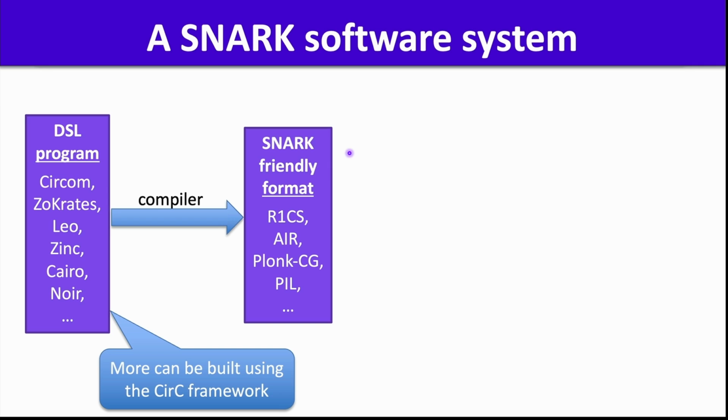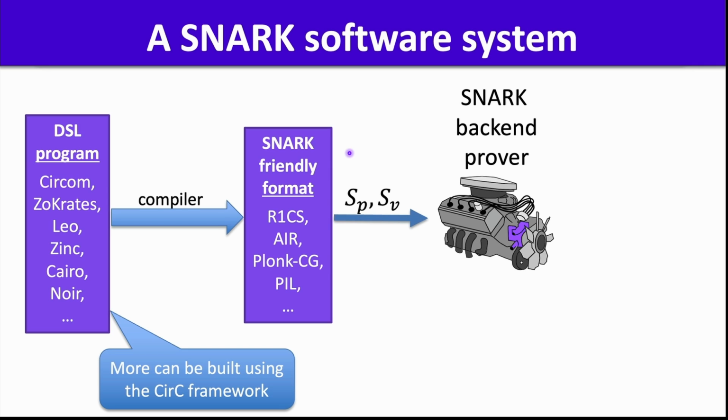Once we've compiled our program to a SNARK-friendly format, the next thing we do is generate the parameters for the SNARK, so the SP and SV, and then we feed this into a SNARK backend proving system. This would be an implementation of one of the provers from the table on the previous slide. The prover would take the statement X and the witness as input and produce a proof pi that's succinct. So the proof itself is going to be very short, maybe just a few kilobytes, and the verifier can verify that proof very quickly.